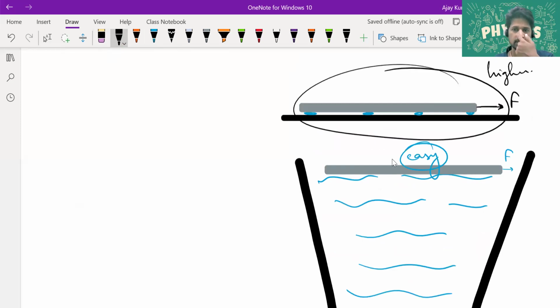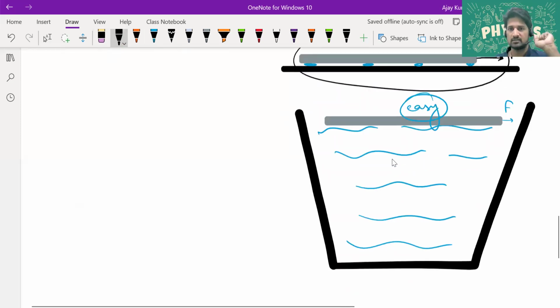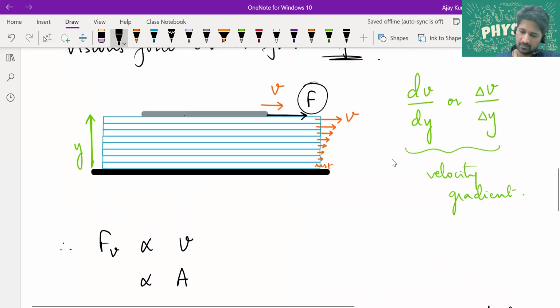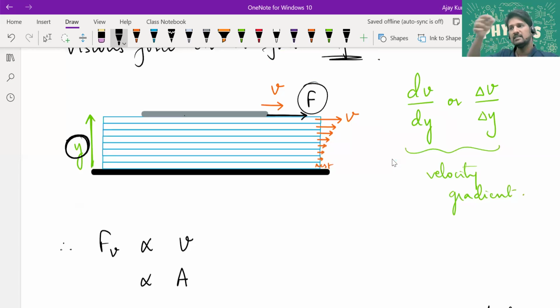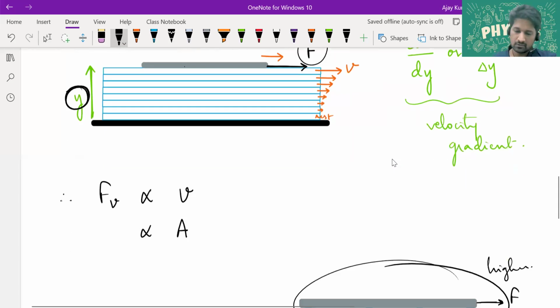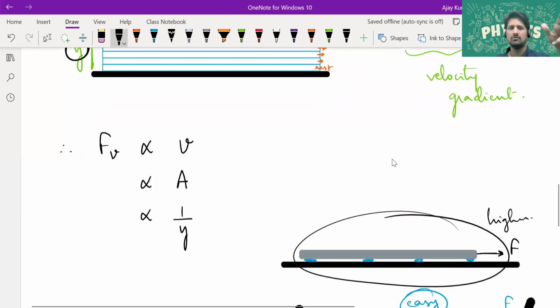What is the difference between the first case and the second case? The number of fluid layers. So basically, viscous force depends on this height y. And the greater that distance, the easier the flow will be. So it is inversely proportional to that height y. And obviously, viscous force depends on the fluid on which you are trying to move that sheet. So it depends on properties of the fluid as well. That property is called viscosity.